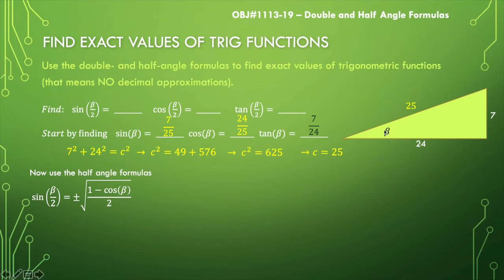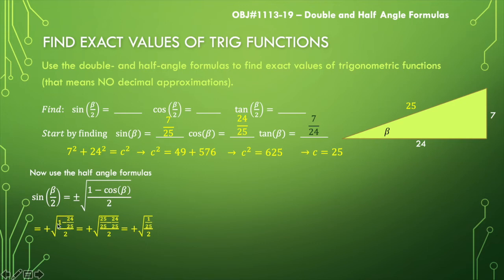angle beta is an acute angle, which means half of angle beta will also be an acute angle. And so we can say that all of our trig functions will end up being positive. That won't always be the case, as we'll see later. But since this is going to be an acute angle, we can say that this will end up being positive. So we can say it's going to be plus here, and we're going to go ahead and substitute cosine of beta in right here. Cosine of beta is 24 over 25, so it's going to replace this, so 24 over 25. All right, so positive square root of 1 minus 24 over 25, all over 2.